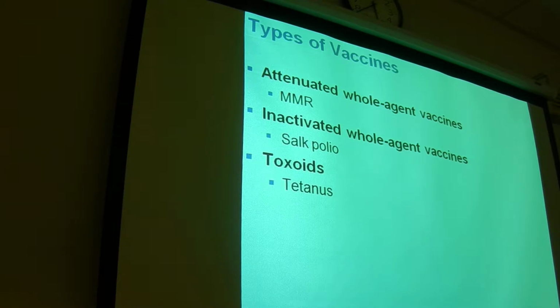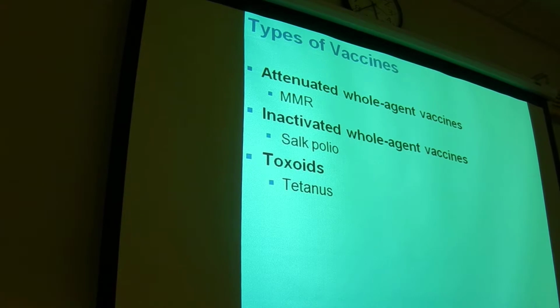Okay, the next subtype would be the inactivated whole agent vaccine. The screen changed color. Yeah. I'm not going to start messing with stuff.